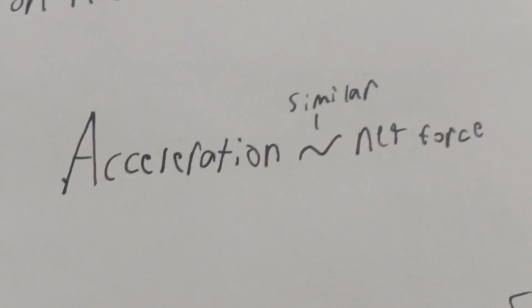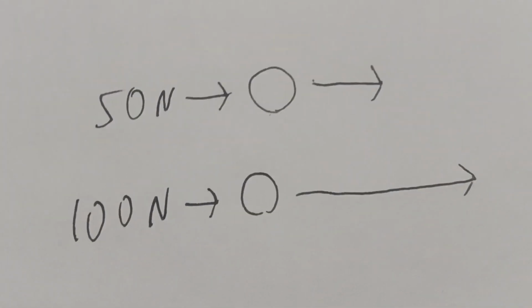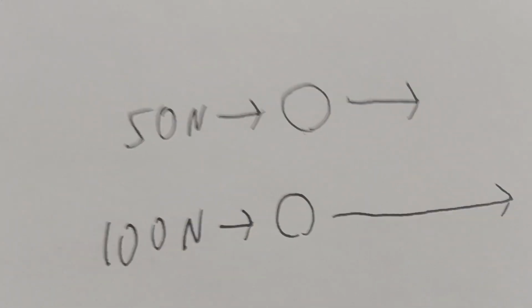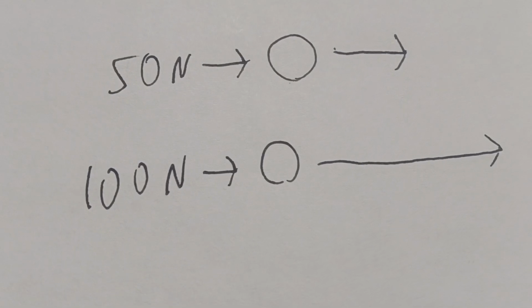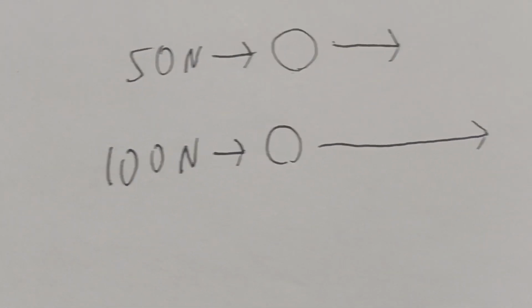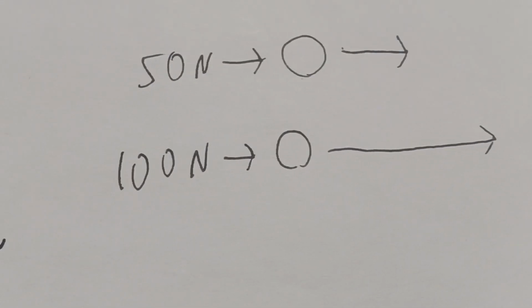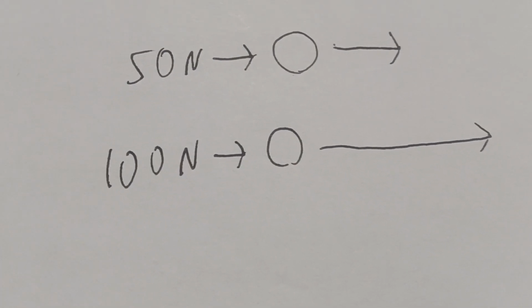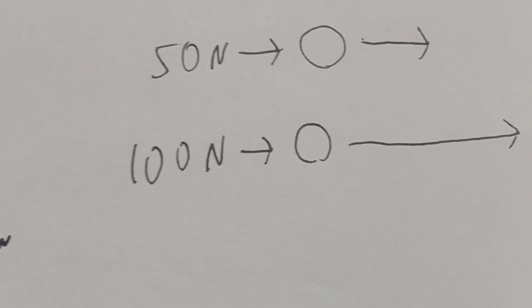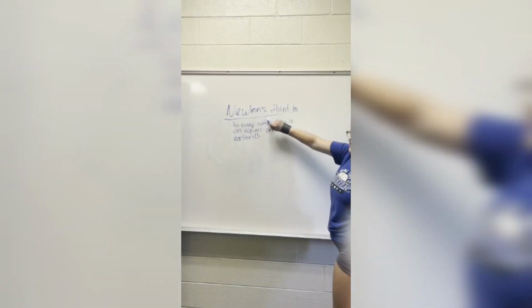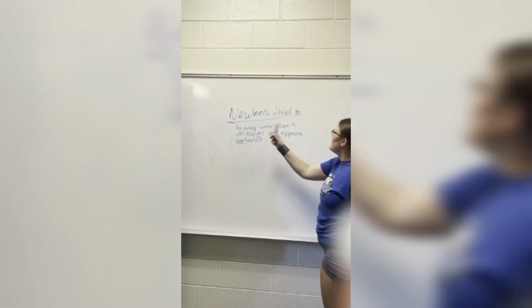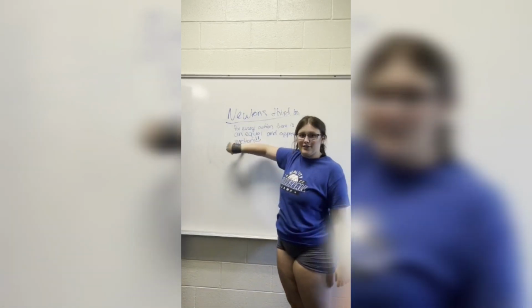This is important because if we look here, 50 newtons of force will not push a ball of the same mass as much as 100 newtons of force. This proves that, depending on how much net force is exerted upon an object of similar mass, it affects its acceleration rate. For every action, there is an equal and opposite reaction.